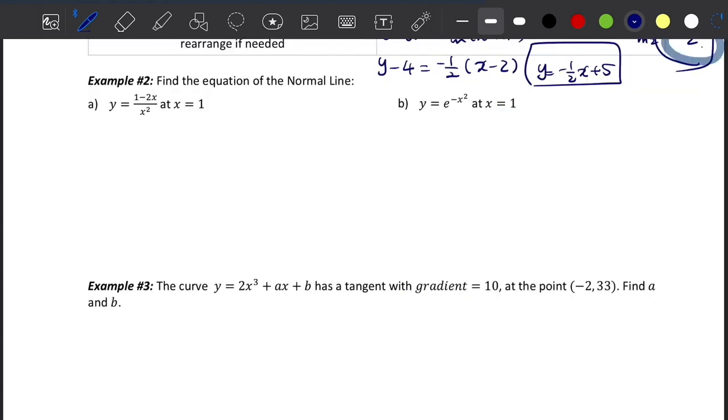Then let's do example number 2. We need to find the equation of the normal line. Question A: y is equal to 1 minus 2x over x squared at x equals 1. So let's do these questions on a new page. Example 2.